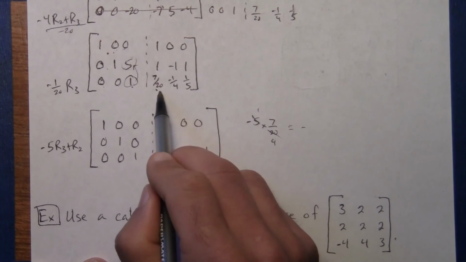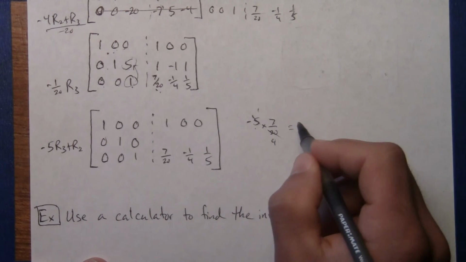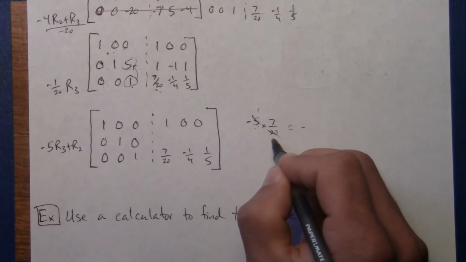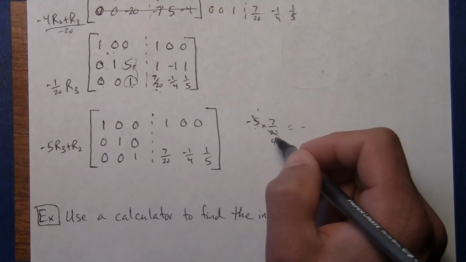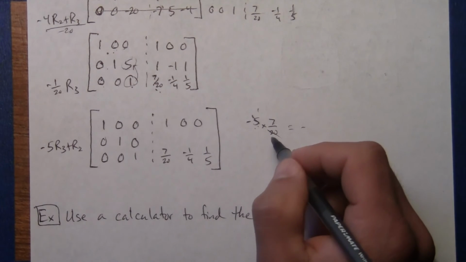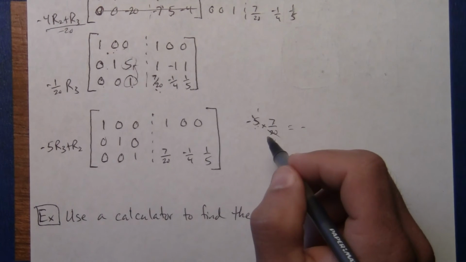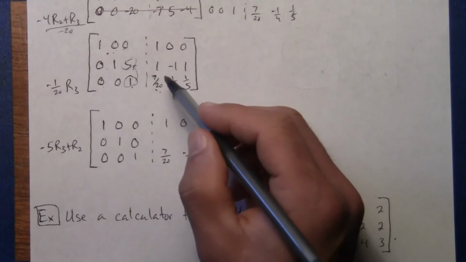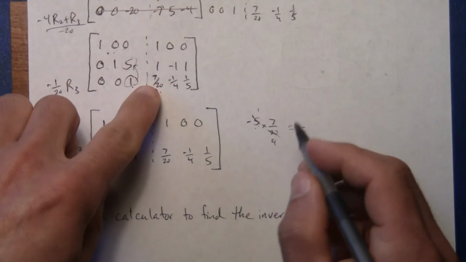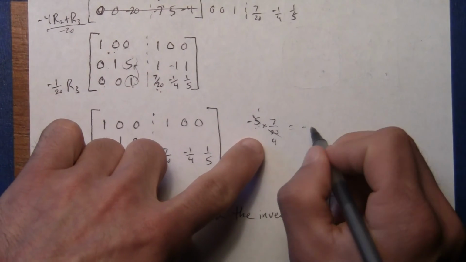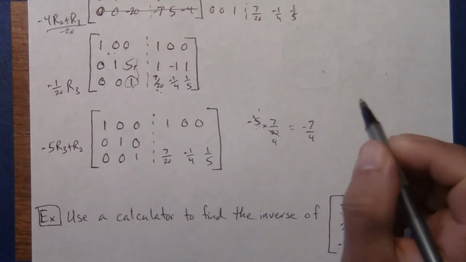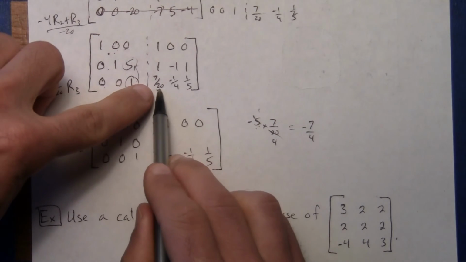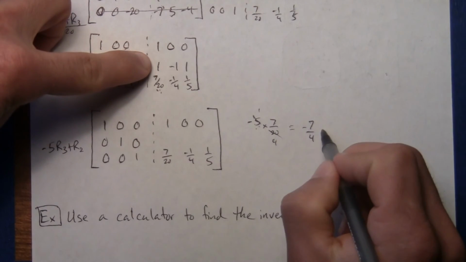Negative 5 times 7, so negative 35. I'm going to simplify or reduce that first. It'll make things much easier if I do that. And it looks like I'm going to end up with negative 7/4. I don't know what I was having so much trouble with. Alright, so negative 7/4. I still have to add that 1 to it.